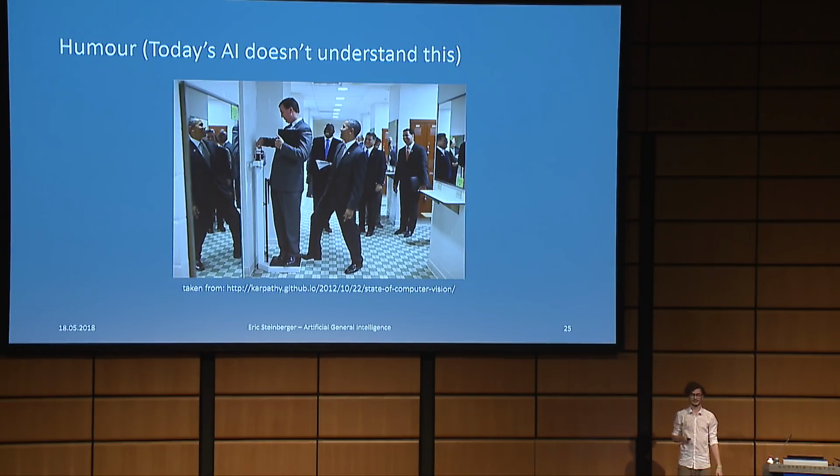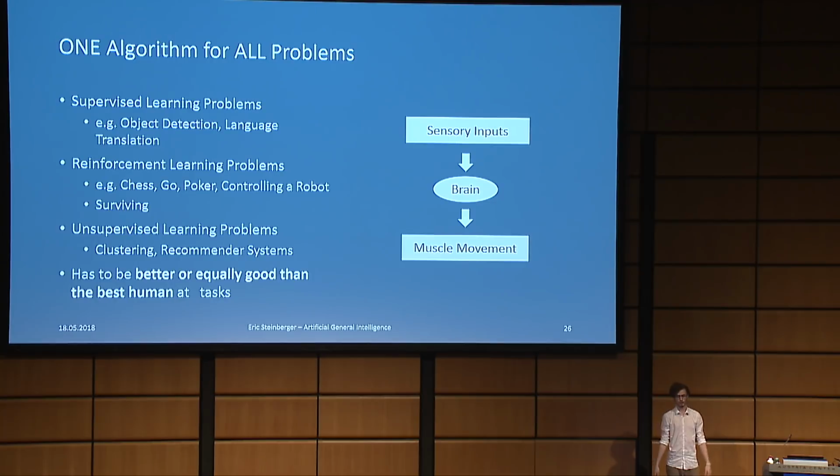It doesn't understand this, and that's something that I personally and some other researchers do think could be a good metric for AGI. And of course, the obvious metric is that it's just one algorithm that can solve all problems without any changes applied to it. That's of course a criterion to be fulfilled.